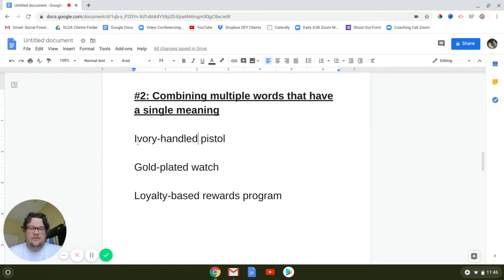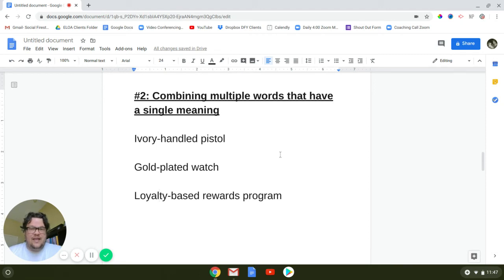So you put that hyphen there to show it may be two words, but it's actually a single concept. It's a single idea. Same goes for all of these, right? Gold-plated watch or a loyalty-based rewards program. Whenever you're using two words to mean a single thing, you combine those two words with that hyphen, and that tells your reader this is a whole idea by itself. It is not two separate ideas.